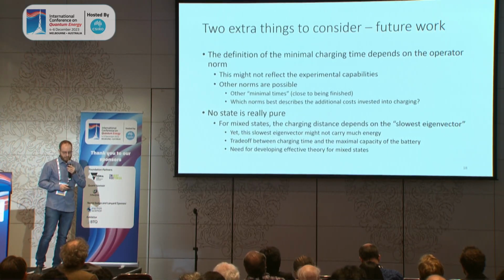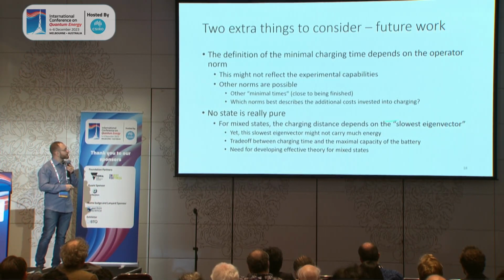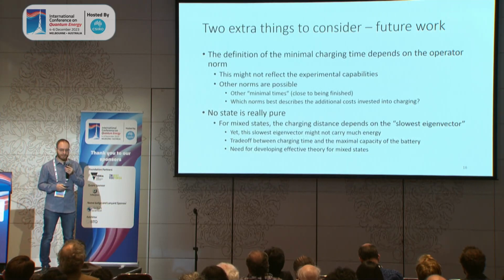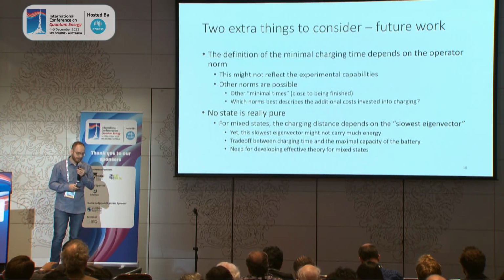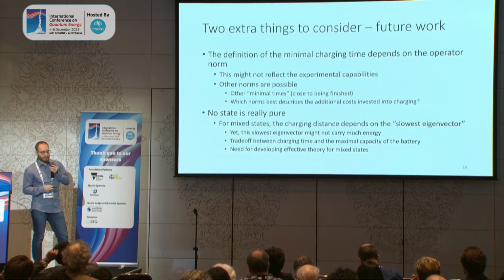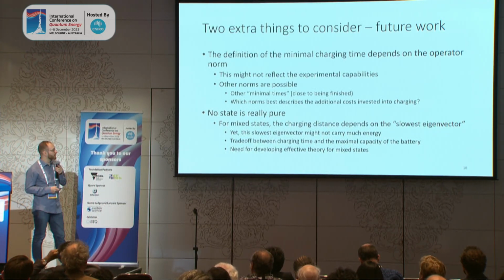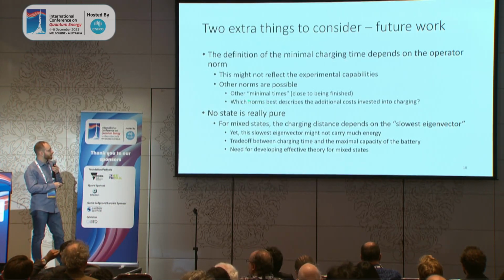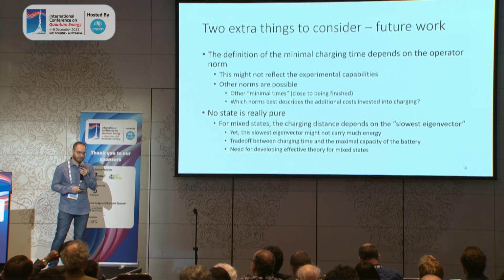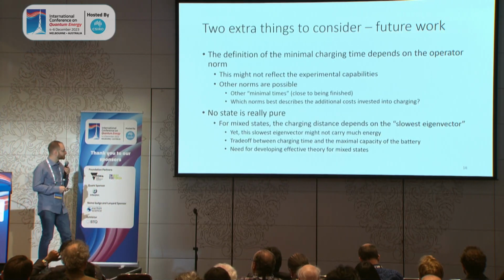And some extra things to consider. The definition of minimal charging time depends on the operator norm. If you remember, we had a condition that the operator norm is equal to 1, but there is no particular reason why we should choose this norm. We can take other norms, and it's not quite clear which norms are experimentally more sensible. That should be discussed. Also, given these different norms, we can have other minimal times, because depending on the norm, we can have different geodesics on the Hilbert space.